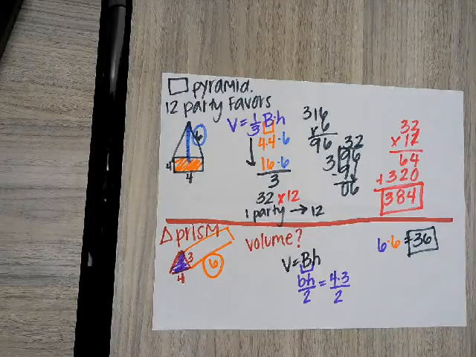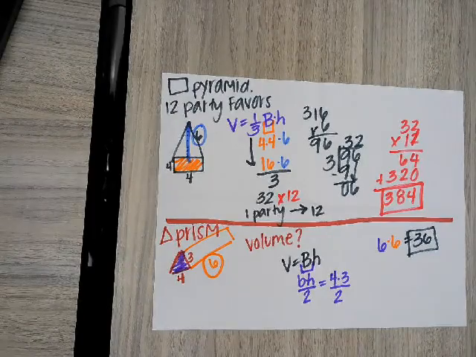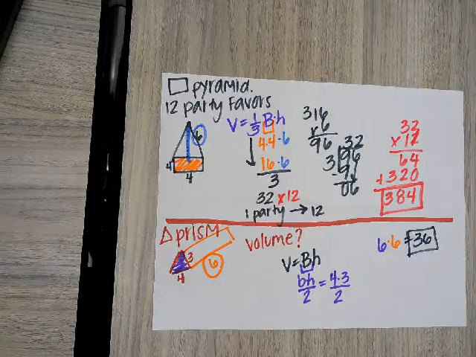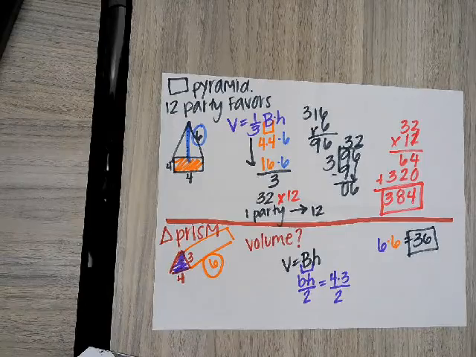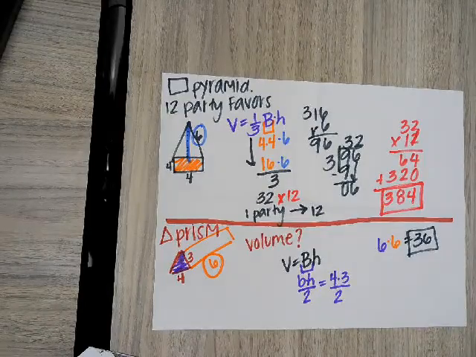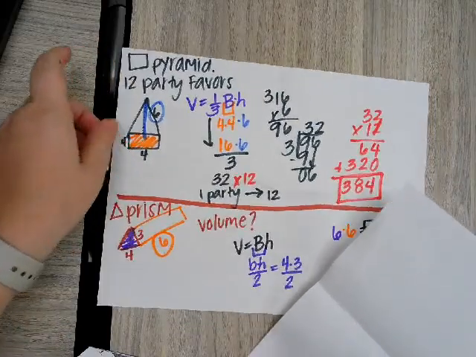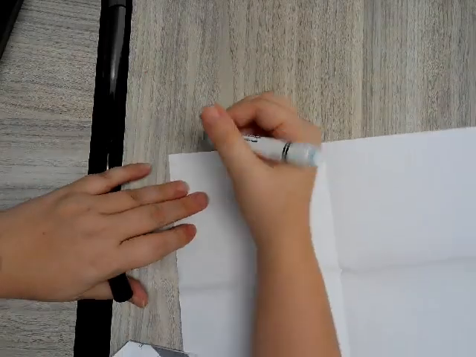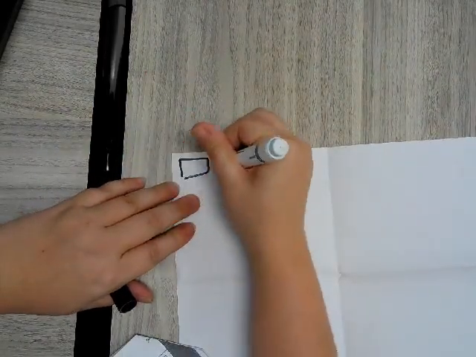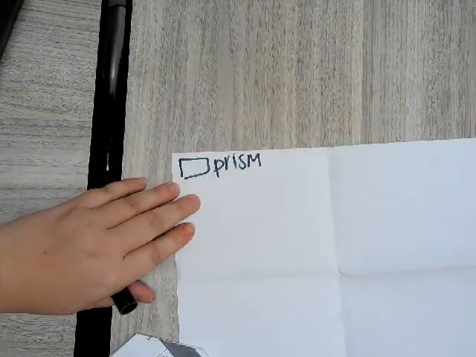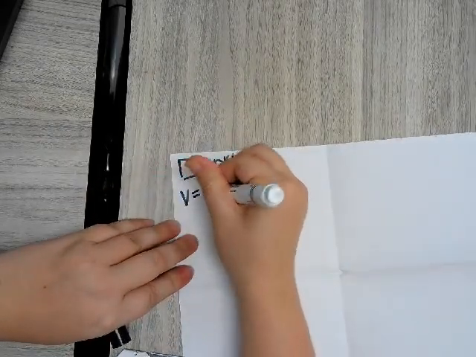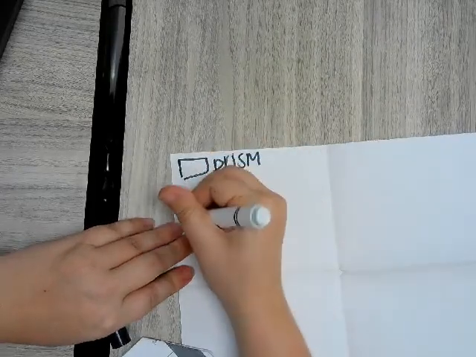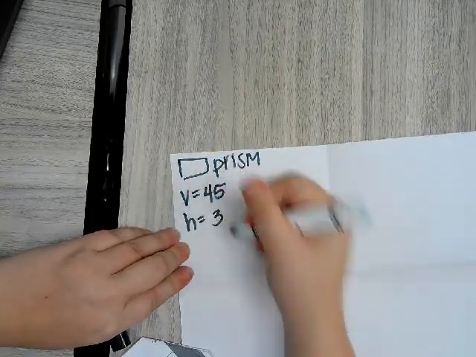Okay, last one. Alright, so Jacob's mom gave him a trunk that's shaped like a rectangular prism. The volume is 45 inches. The height is 3 inches. What is the area of the base?